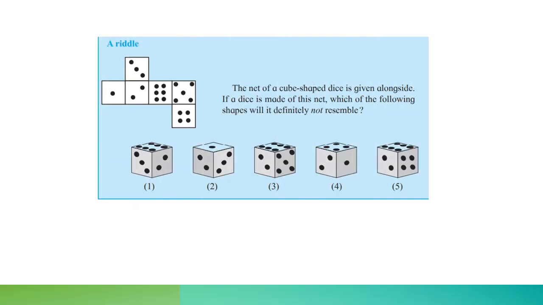And there is something really like a question in your textbook. The net of a cube shaped dice is given alongside. This is a net. If a dice is made from this net, which of the following shapes will definitely not resemble it? One of them is not possible. Because I am not going to give the answer. Don't expect that, or you will not ask anybody. You will try to imagine.